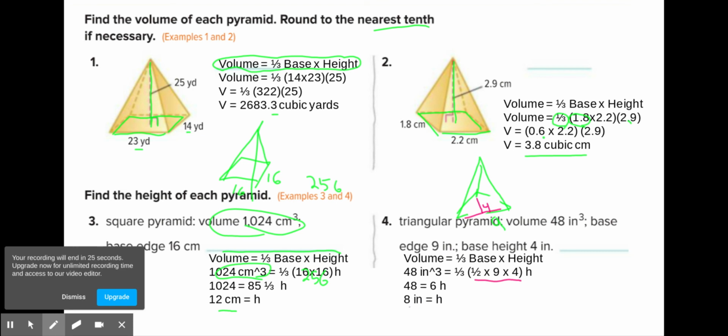All right. So don't confuse the height of your triangle with your actual height, which you're trying to figure out here, because that's the part you're trying to figure out. All right. And of course, you had your volume.